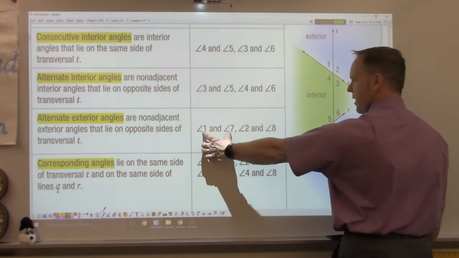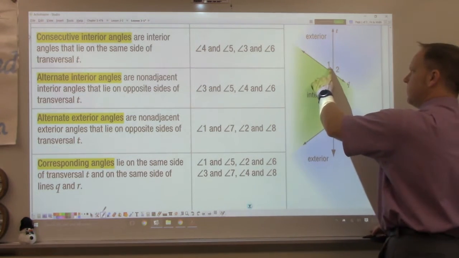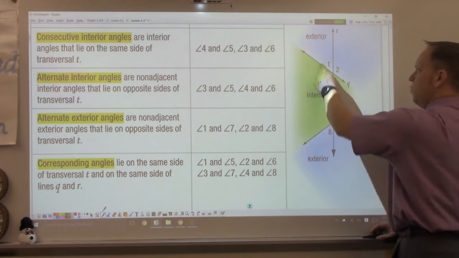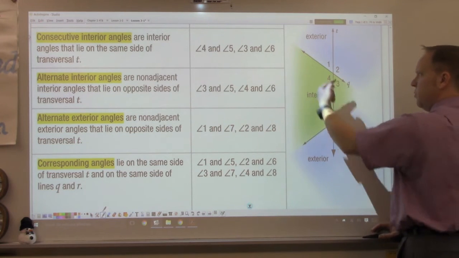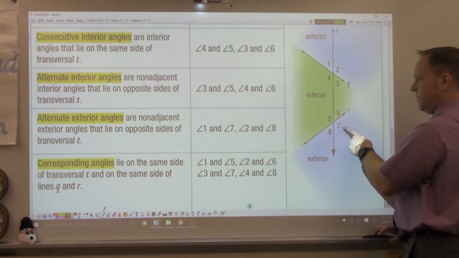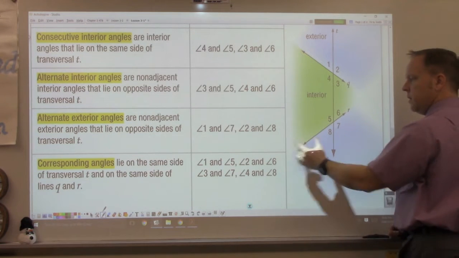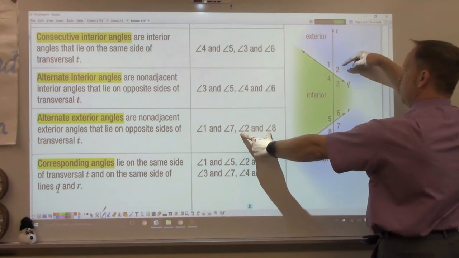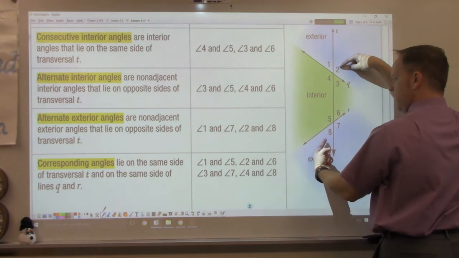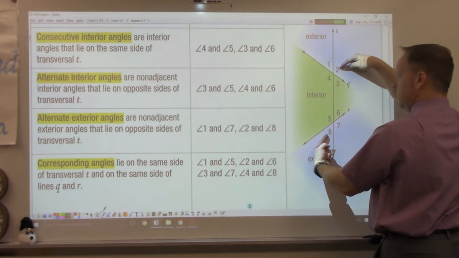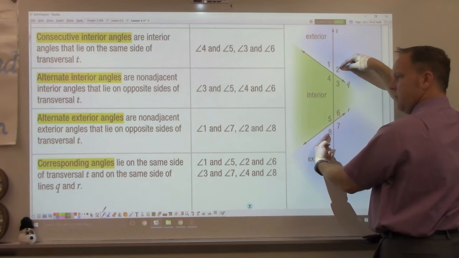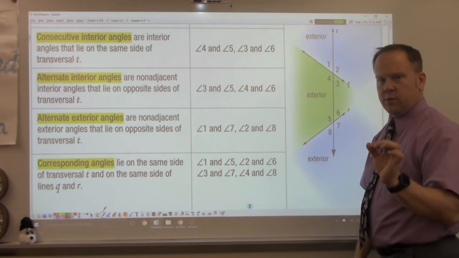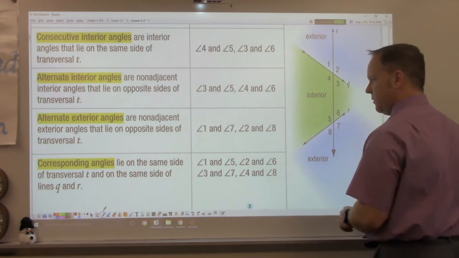So the first pair they named me, angle 1 and angle 7. One from the top group, one from the bottom group. 1 is on the left, 7 is on the right. The other pair, angle 2 is on the right, angle 8 is on the left. Right, left. Different sides of the transversal, not next to each other. Very important to be non-adjacent.